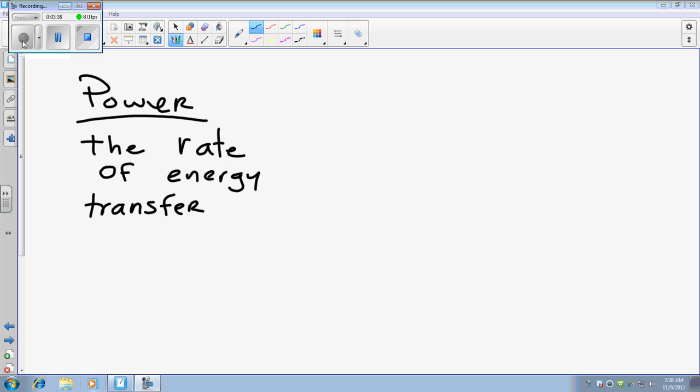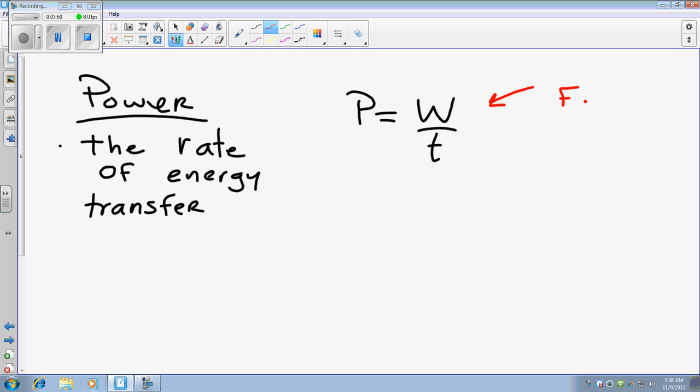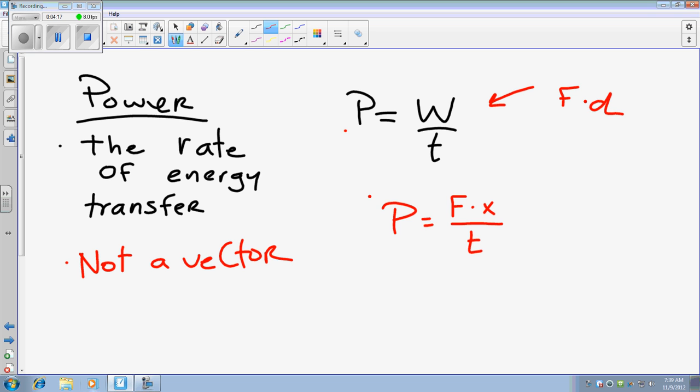Power is the rate of energy transfer. The equation for power is work divided by time. Now remember that work itself can then be broken down into force times distance. So really you can also think about power as force times distance, and sorry to use a d there and an x there. Hopefully you can handle that. Force times distance divided by time. So these 2 equations really give us the idea of power. Now power also is not a vector quantity. Not a vector.